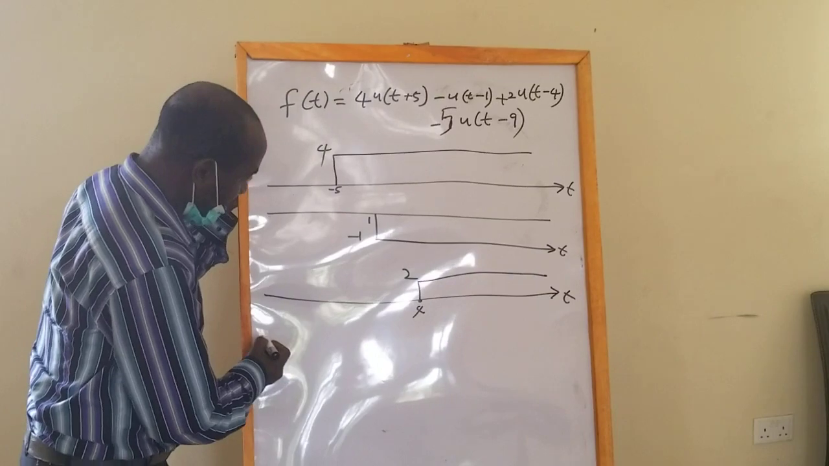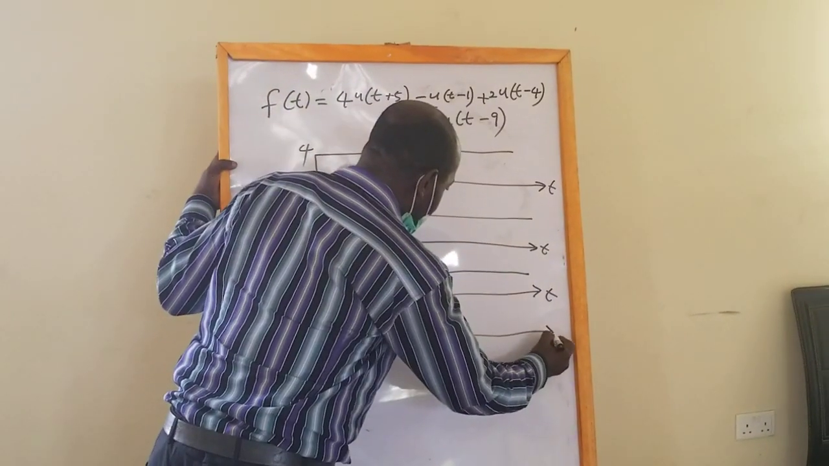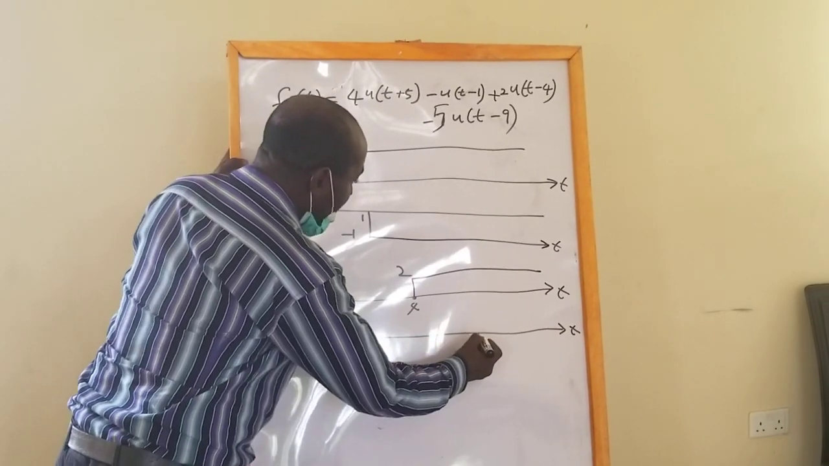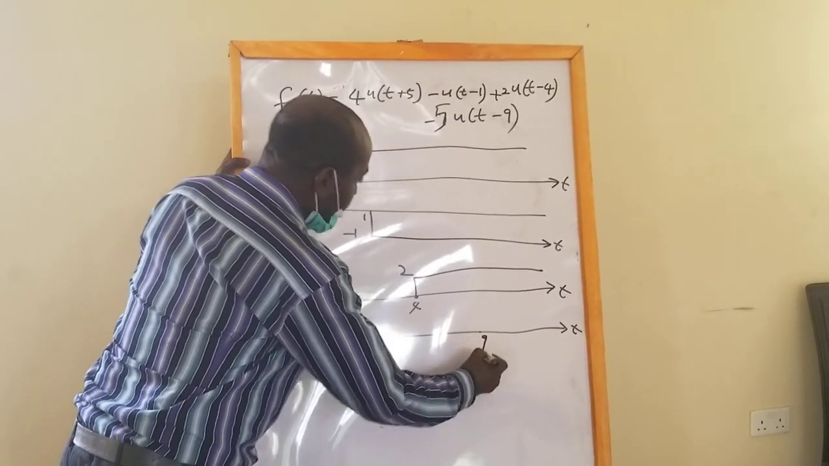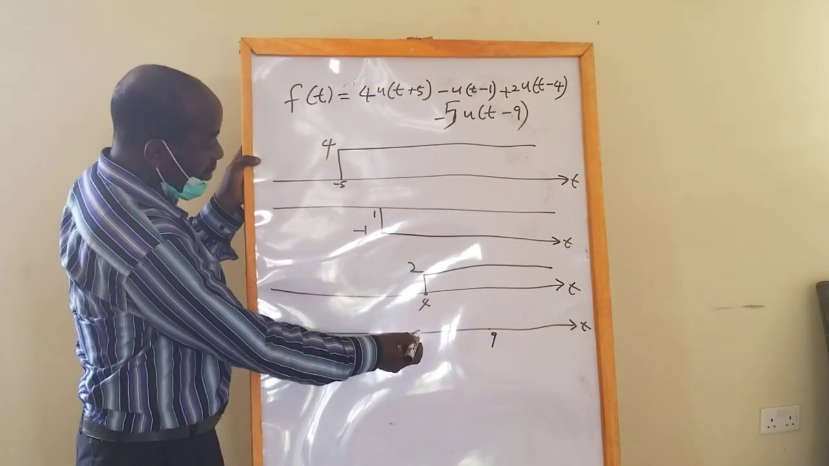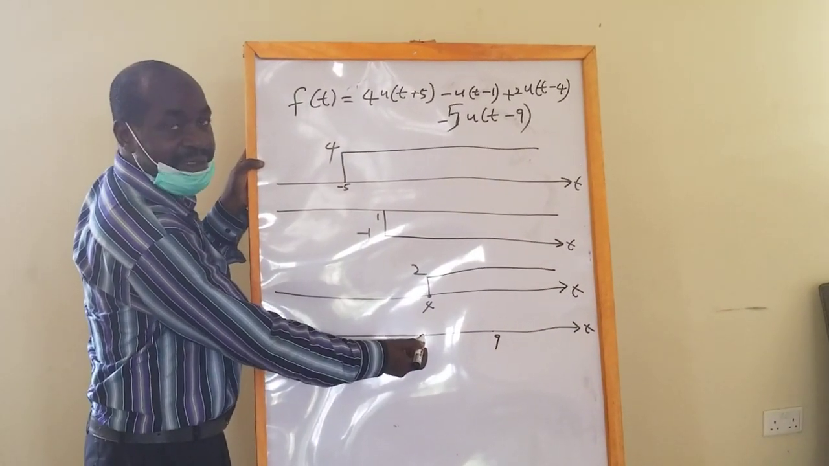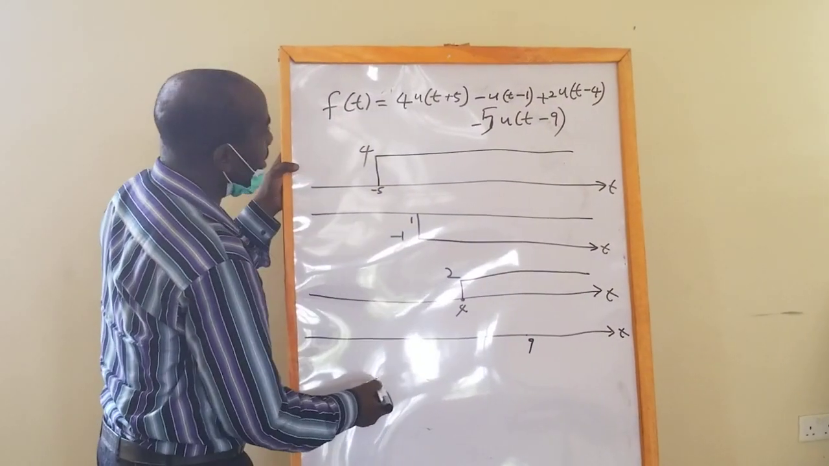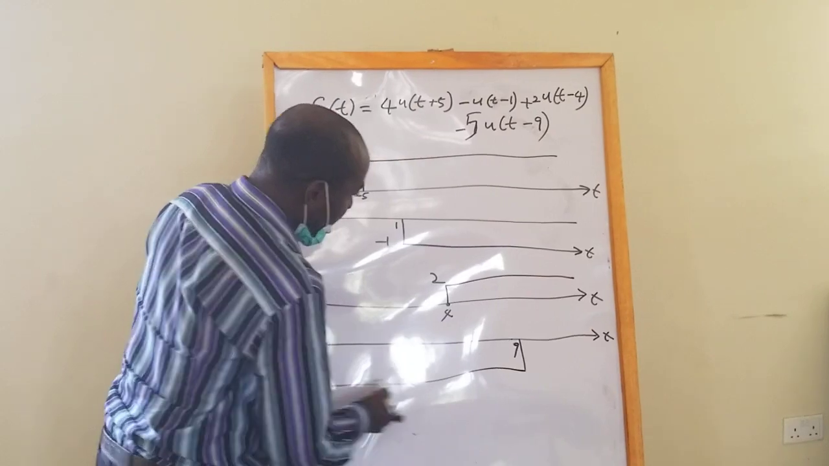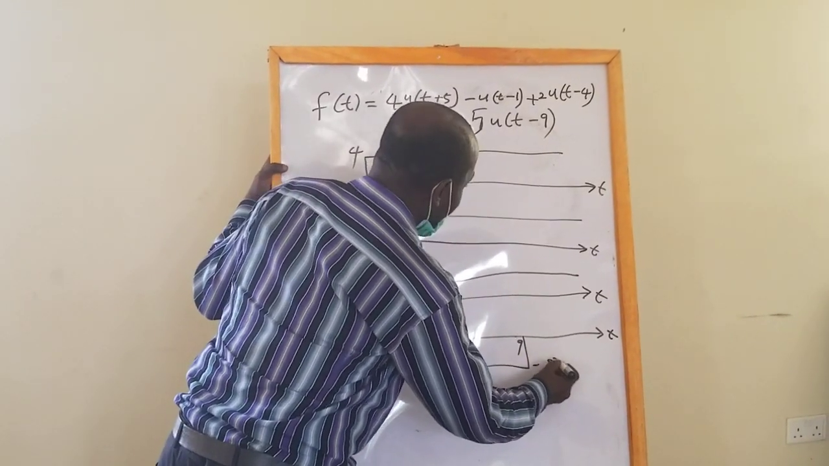Then the last one is such that if this is time, then switching is taking place at 9. 9 should be somewhere here. 9 will not be between 1 and 4. If you put 9 here, you don't know what you are doing. So 9 should be somewhere there. Switching will take place there. And then it will be minus 5.